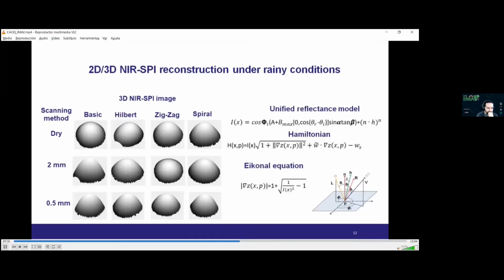For reconstruction, we apply a unified reflectance model. For 3D reconstruction, we apply the method of photometric stereo and the unified reflection model. This model is a combination of the Lambert reflectance model and the Oren-Nayar model. We consider the surface roughness of the objects. For solving the eikonal equation, we apply the Hamiltonian over the unified reflection model.